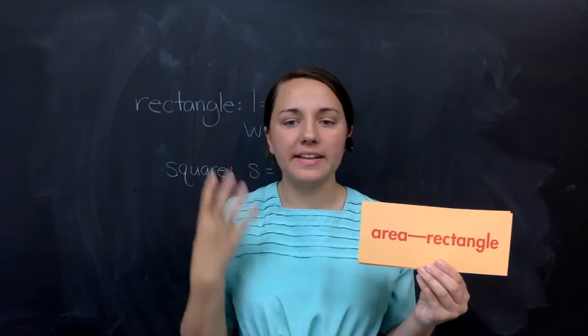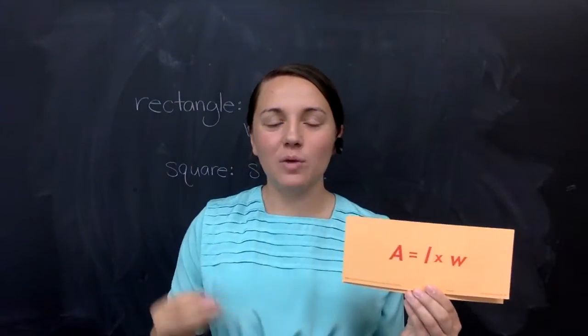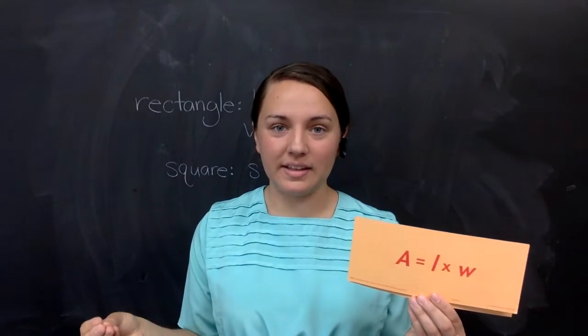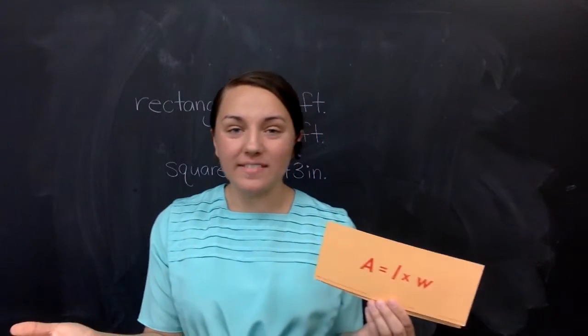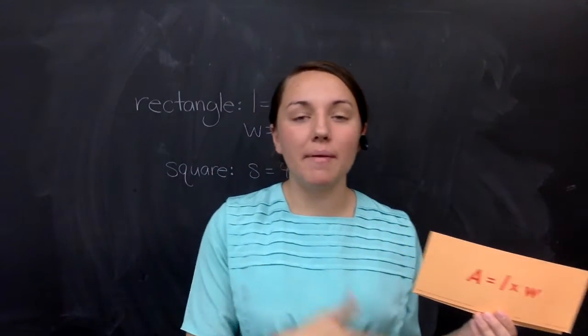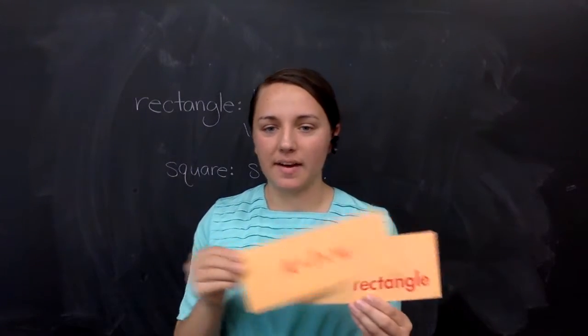What's the formula for finding the area of a rectangle? A equals length times width. So instead of counting all the squares inside your rectangle, all you have to do is go length and multiply it by the width, and that will give you the area. That will tell you how many squares are inside of it.